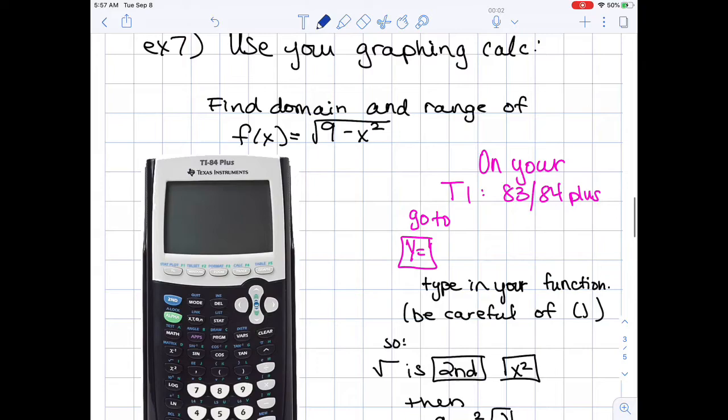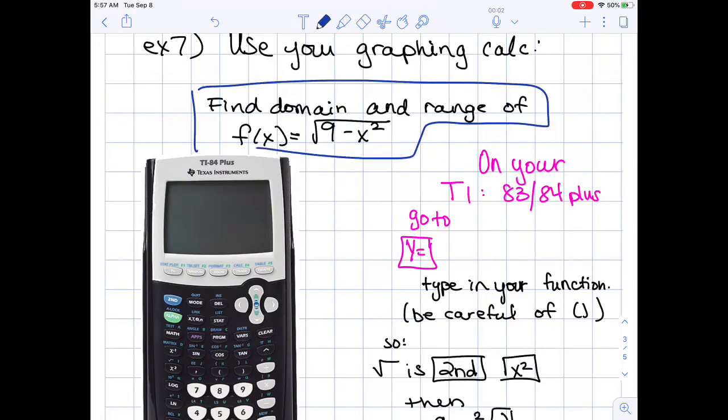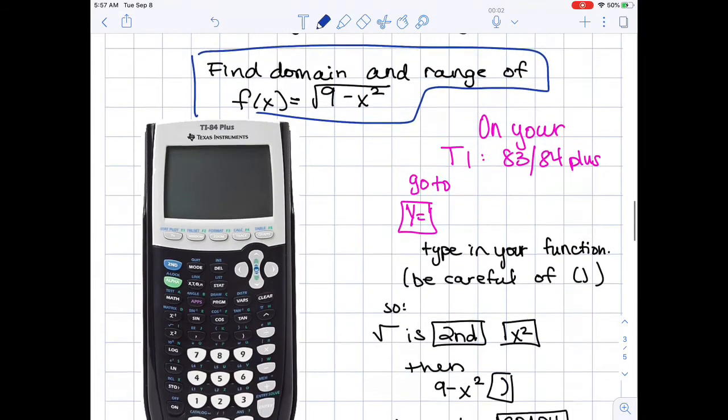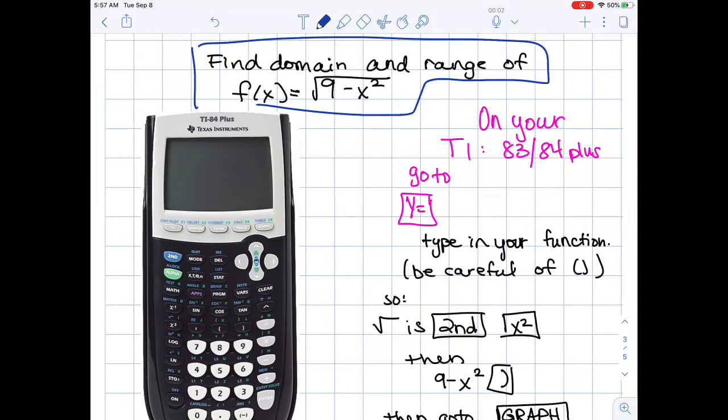And then this is how to use your graphing calculator to find the domain and range. So let's say they wanted you to find the domain and range of the root of 9 minus x squared, and you weren't sure how to do that on your graphing calculator. So basically, first you're going to start off with turning it on. If you don't know how to turn it on, it's right here.